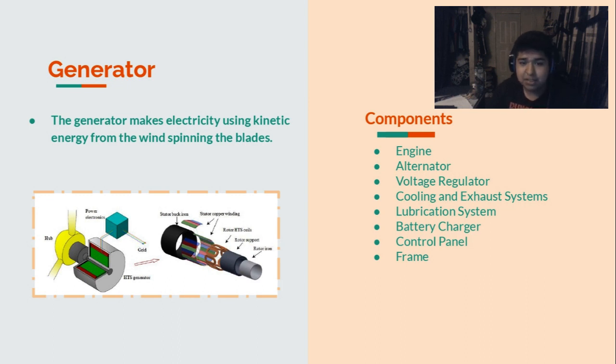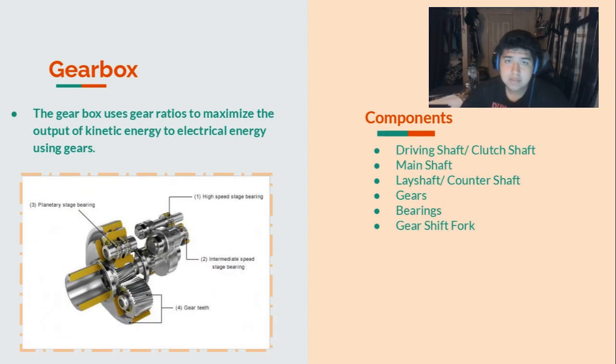The components in a generator include the engine, alternator, voltage regulator, cooling and exhaust system, lubrication system, battery charger, control panel, and the frame. Now let's talk about the gearbox. The gearbox uses gear ratios to maximize the output of kinetic energy to an electrical system using gears. The components in the gear system include the drive shaft, the clutch shaft, the main shaft, the lay shaft, the counter shaft, the gears, the bearings, and the gear shift fork.